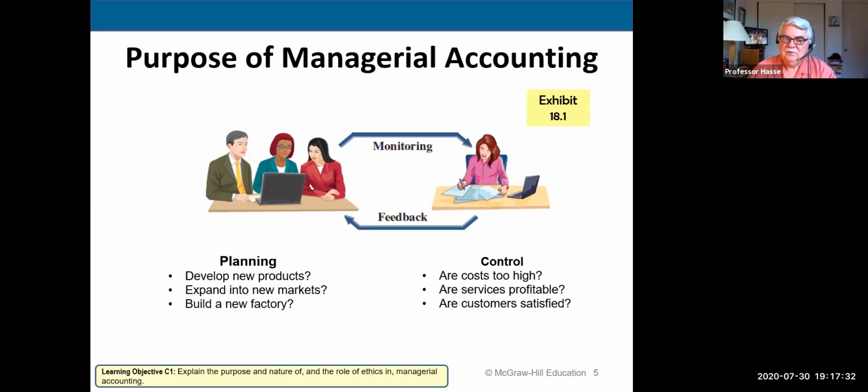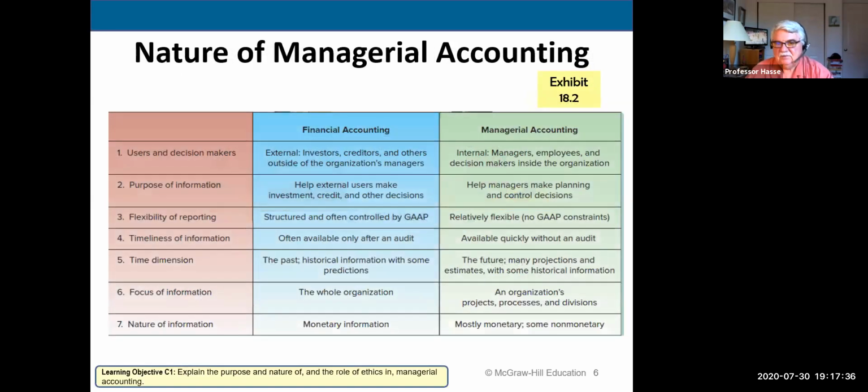Managerial accounting takes a look at what the numbers tell us about our company's efficiency. Here's a great slide in chapter 18 that you should pay attention to. It's the differences in the highlights of financial and managerial accounting. And a couple of lines to pay particular attention to.